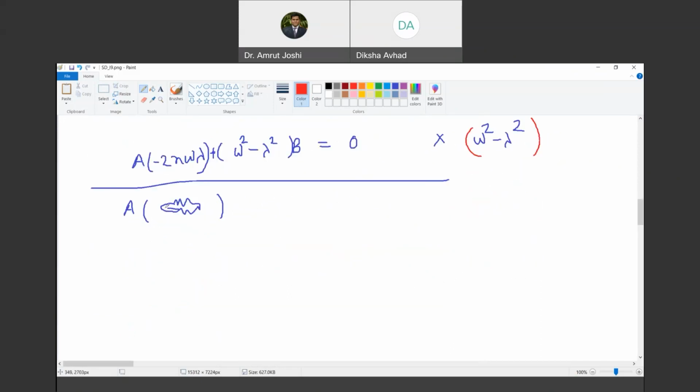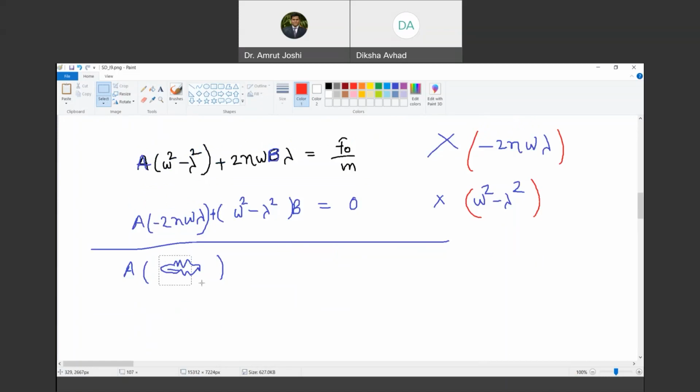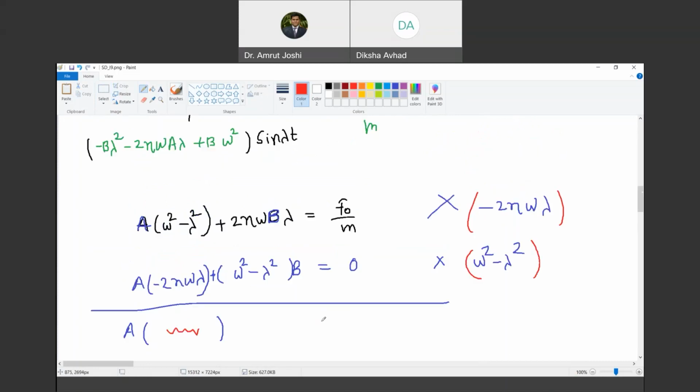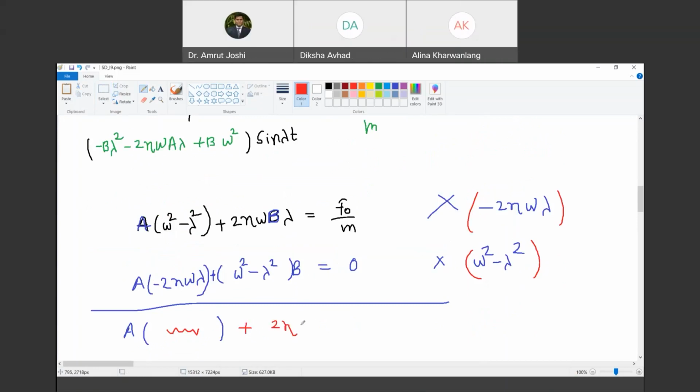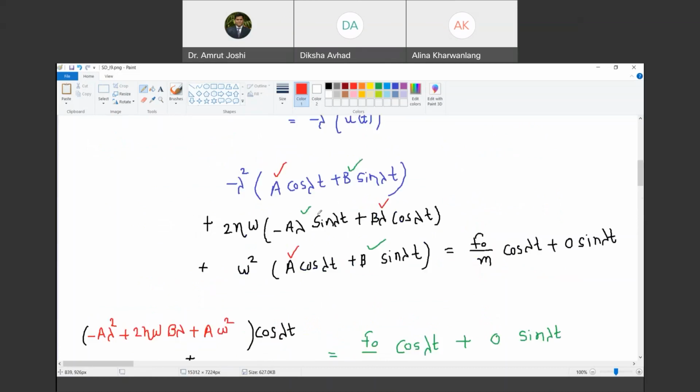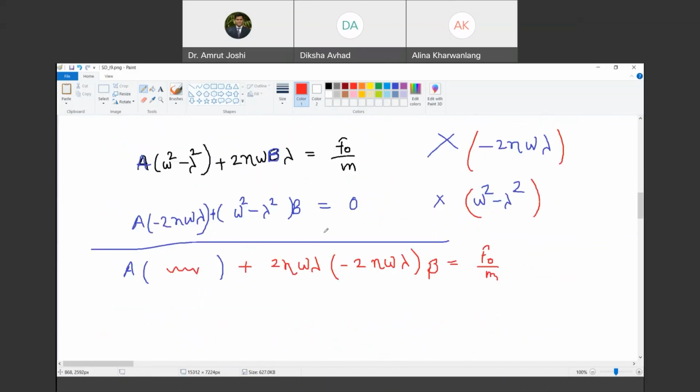So after doing that, I get a multiplied by some term. That term I will denote by some notation. I'm not going to write that because anyway a is to be eliminated. Are you with me? Then plus 2 eta omega lambda multiplied by minus 2 eta omega lambda multiplied by b. This must be equal to f0 by m. Happy? Hopefully we have not made any calculation mistakes. If there are any, we will come to know at the end.